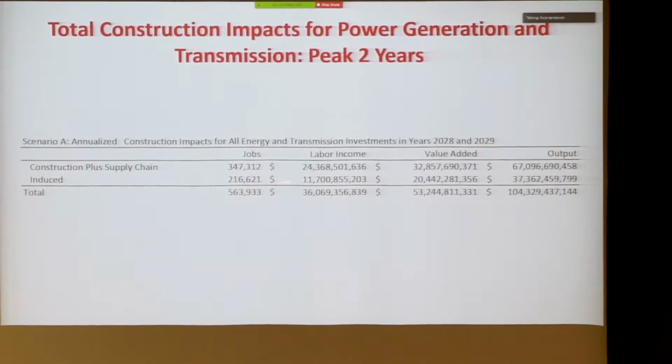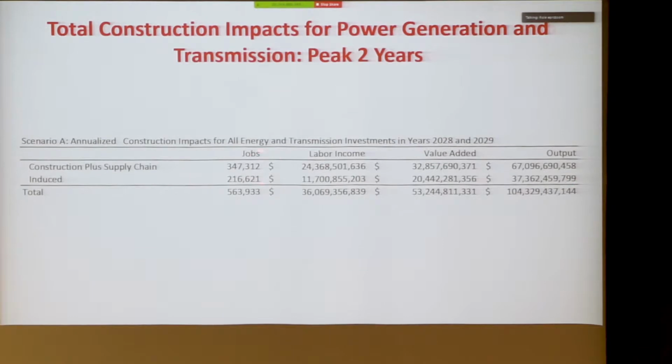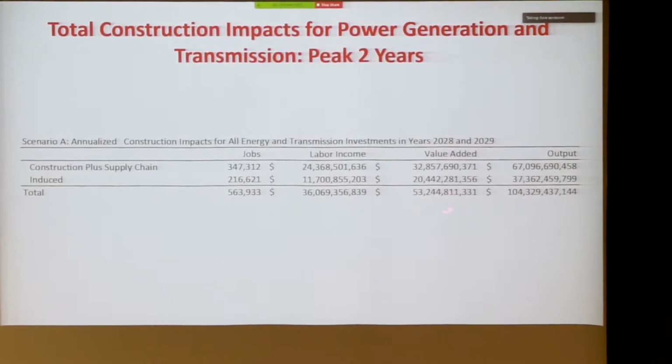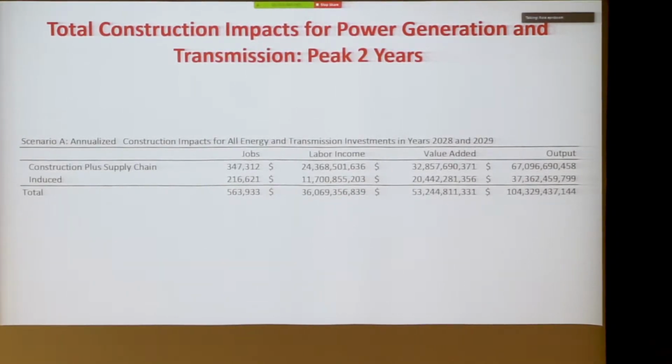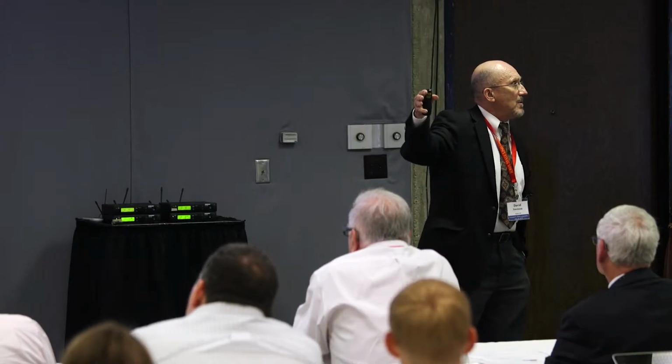Here's the induced activity when people spend their paycheck. You sum those all up, you get the total. And so what did I get? I got $104 billion worth of churn in my economy that yielded us $53.2 billion worth of value added, of which $36 billion was labor income that went to 564,000 jobs in the economy in each of those 2 years. In each of those 2 years.